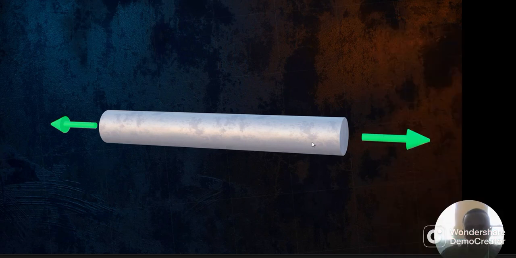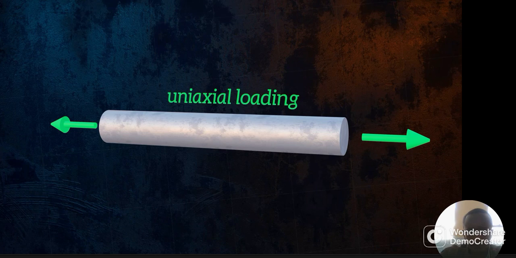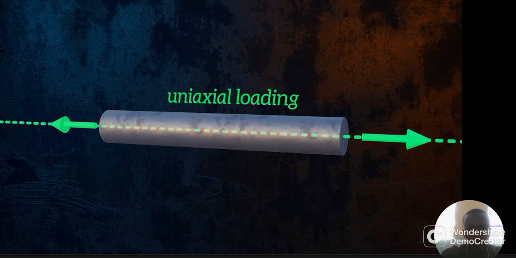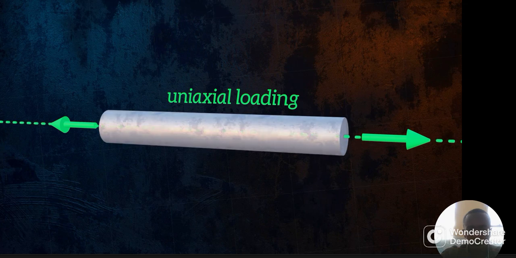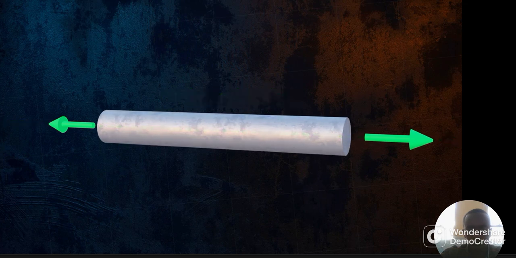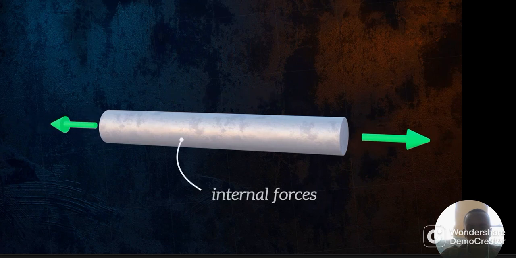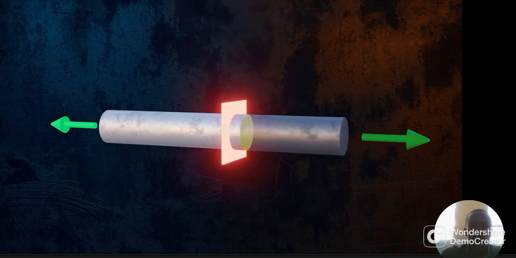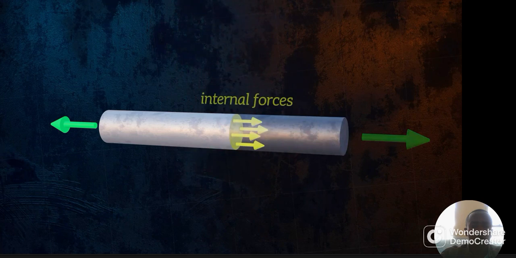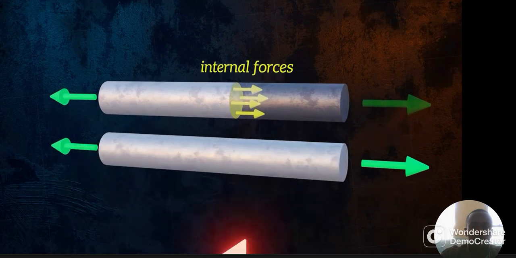We refer to this as uniaxial loading, because all of the applied loads are acting along the same axis. The two forces are pulling the bar, causing it to stretch. Internal forces will develop within the bar to resist these applied forces. We can expose these internal forces by making an imaginary cut through the bar. I chose to remove the right side of the bar, but I could have removed the left side instead.